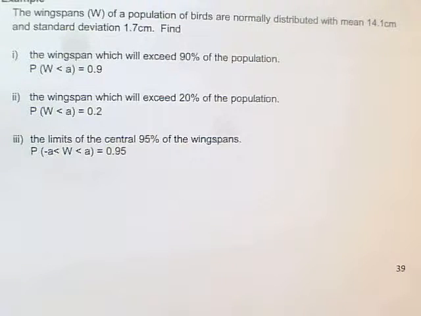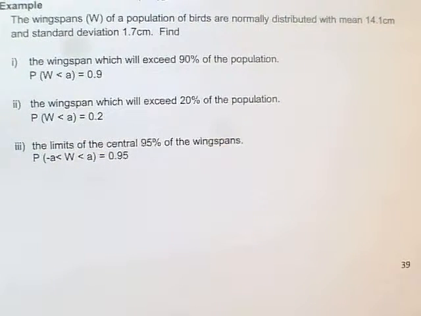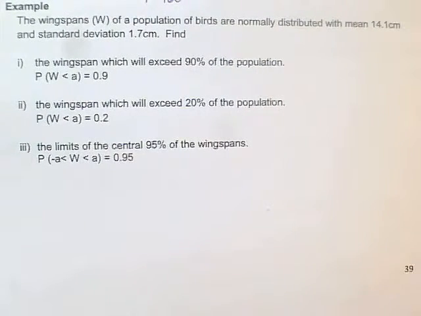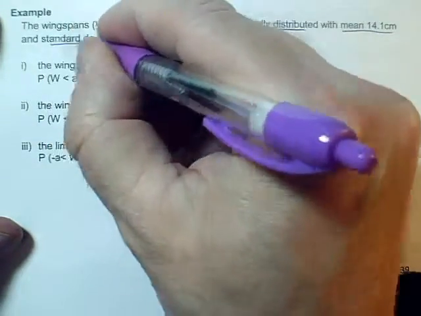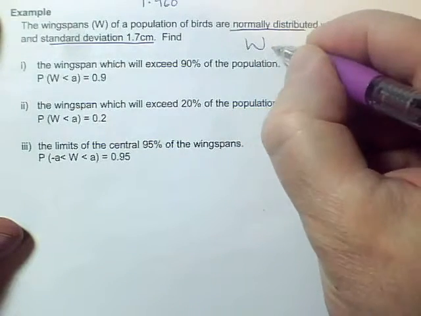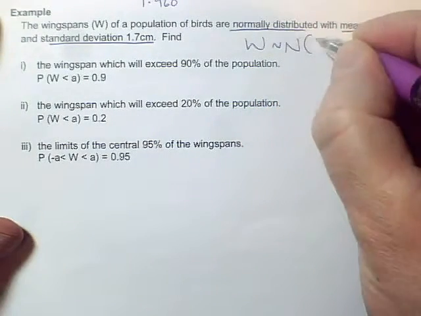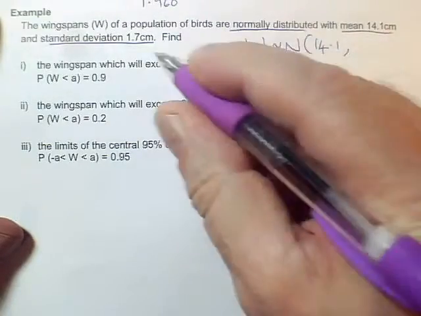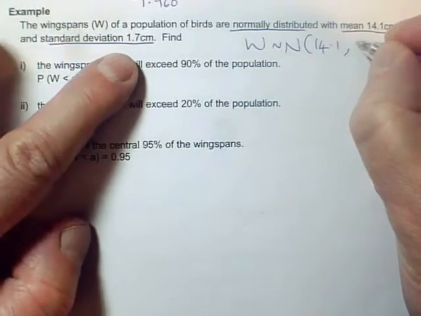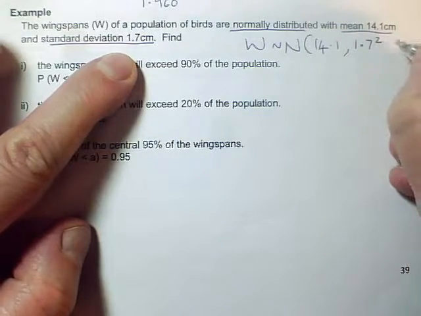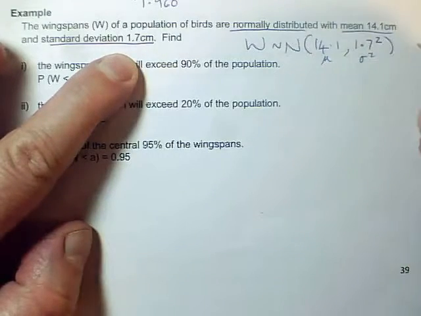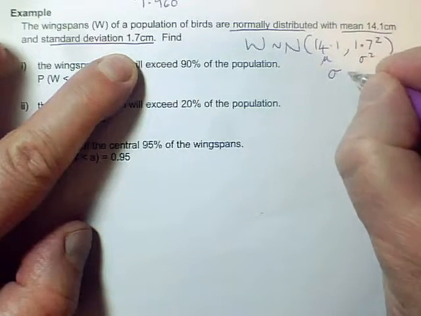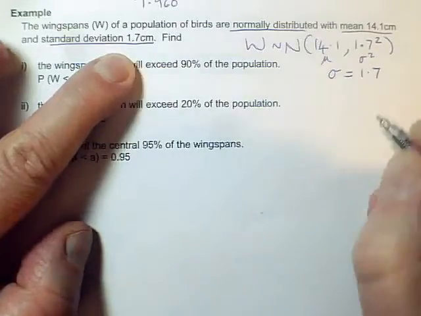Okay, here we've got some questions where we have to start with probabilities and actually work back towards values from a normal distribution. So it tells us we've got a normal distribution, it tells us a mean, it tells us a standard deviation. So we can say that W has a normal distribution with mean 14.1, and because the standard deviation is 1.7, the variance will be 1.7 squared, which I don't need to work out. That's mu, that's sigma squared. But we always like to say what sigma is. So sigma is the standard deviation, and that's just 1.7.